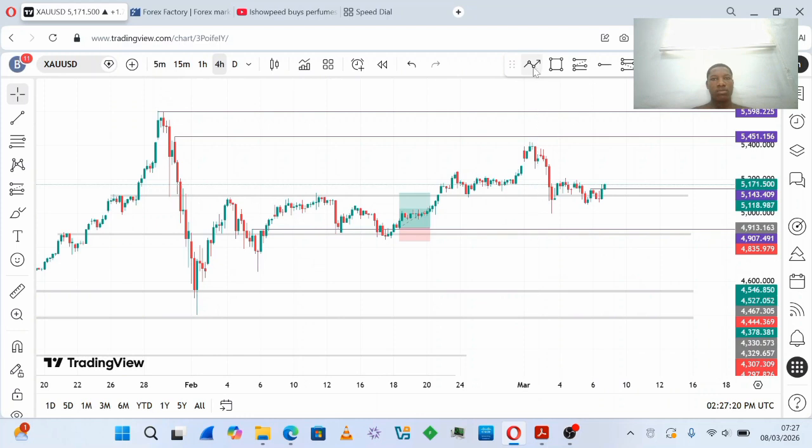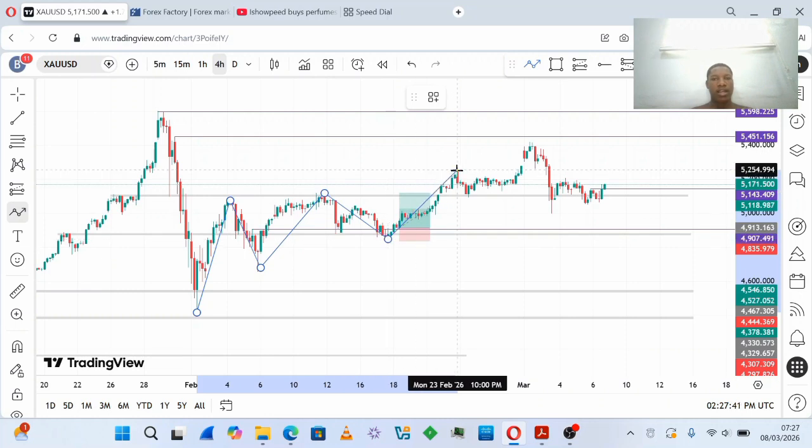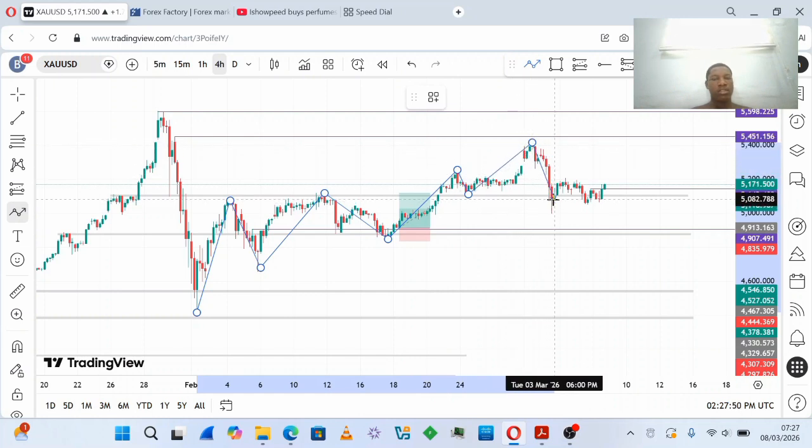Let me use the pen. This is a low that ever came to me. This is a high, a higher low, and this is an equal high. It couldn't make a higher high, but rather it couldn't make a lower low. This is a higher low, then finally it made a higher high, a higher low, a higher high. Then it came back again. This is not a lower low for me. I will still consider it as a higher low because price has not broken this properly.